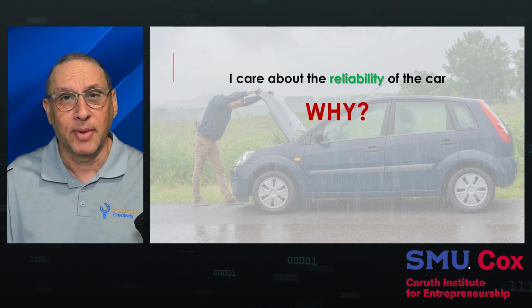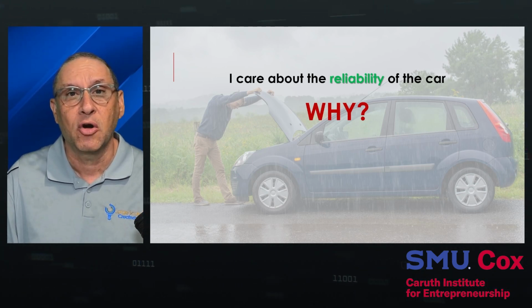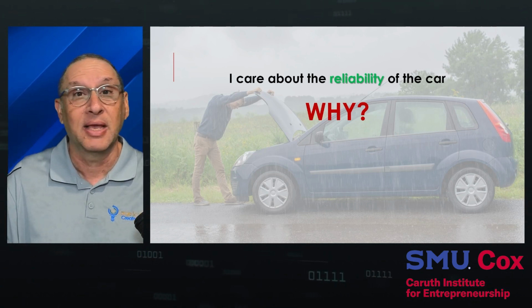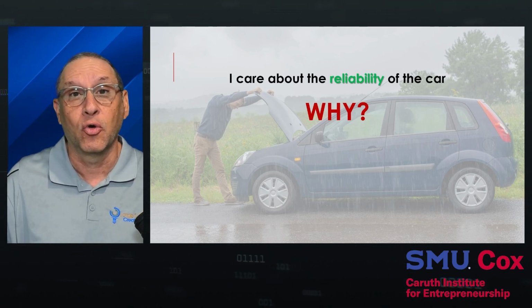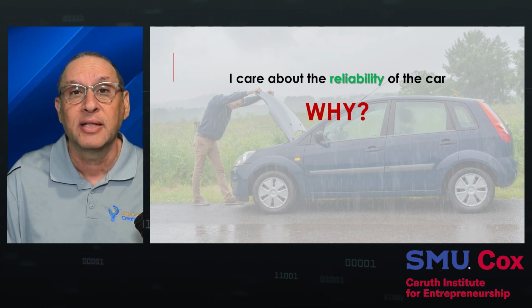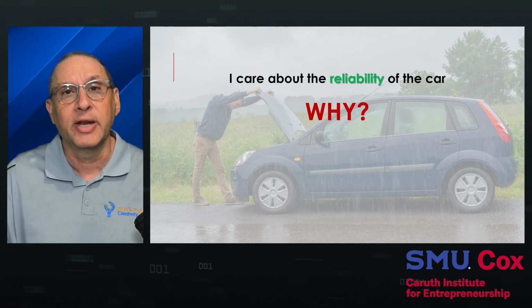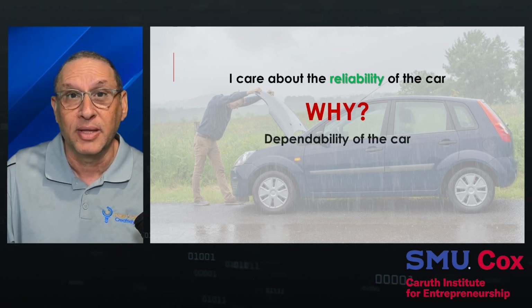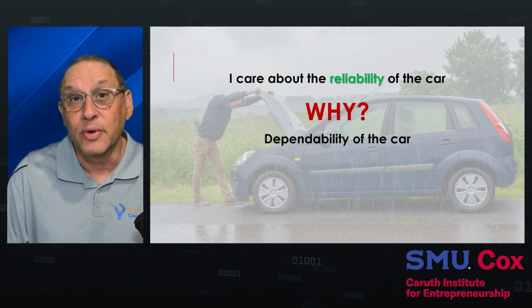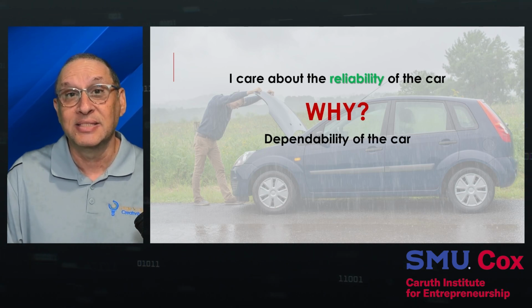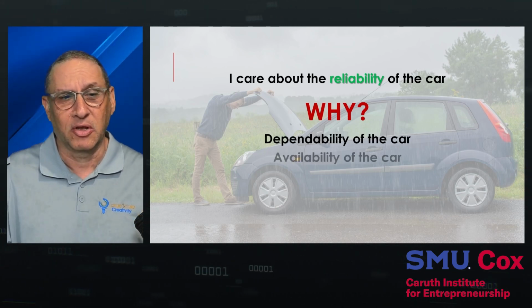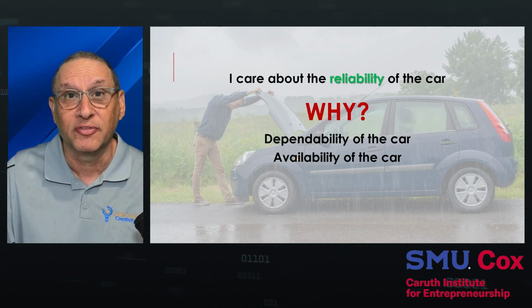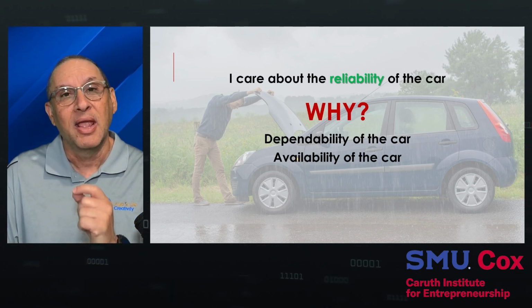Well, let me tell you something about this customer. The customer uses this car for deliveries. They deliver maybe food for Uber Eats, maybe DoorDash, or maybe they deliver other things, but they use that for deliveries. So they are worried about the reliability of the car. That's what they tell you, that they care about the reliability. In reality, what they care about is the dependability of the car. Maybe what they care about really is the availability of the car.